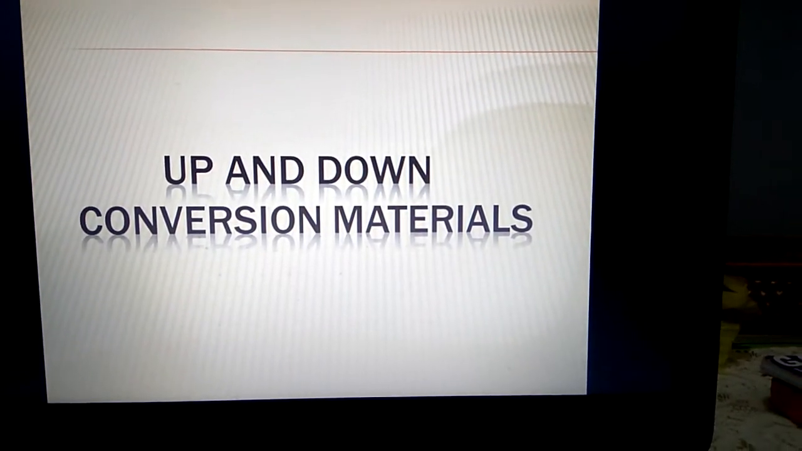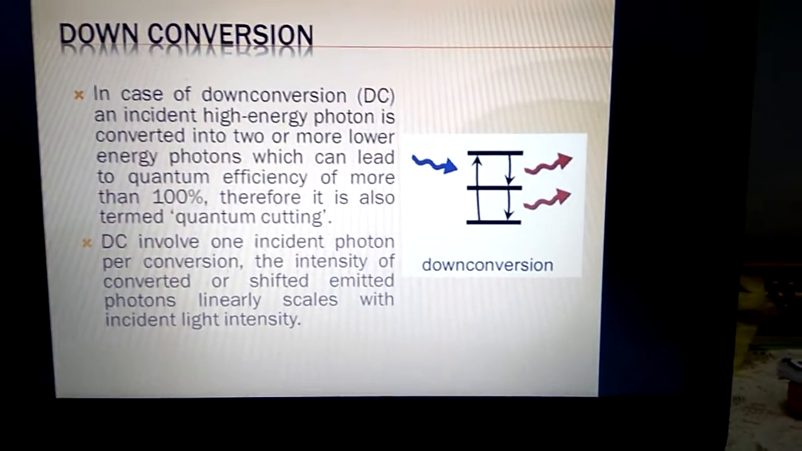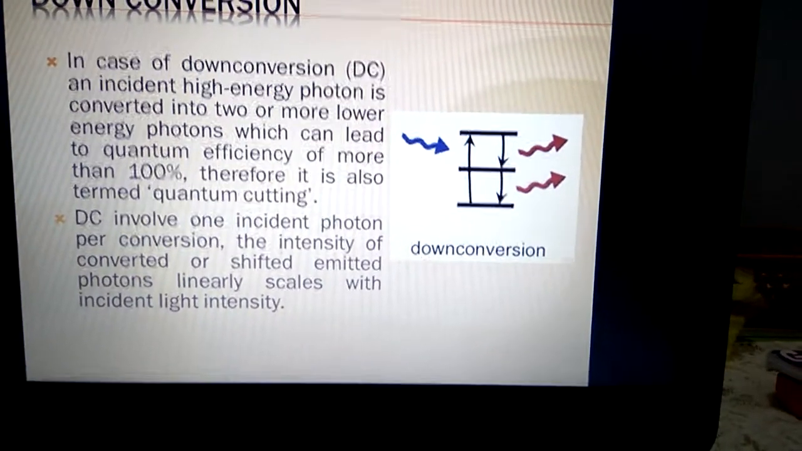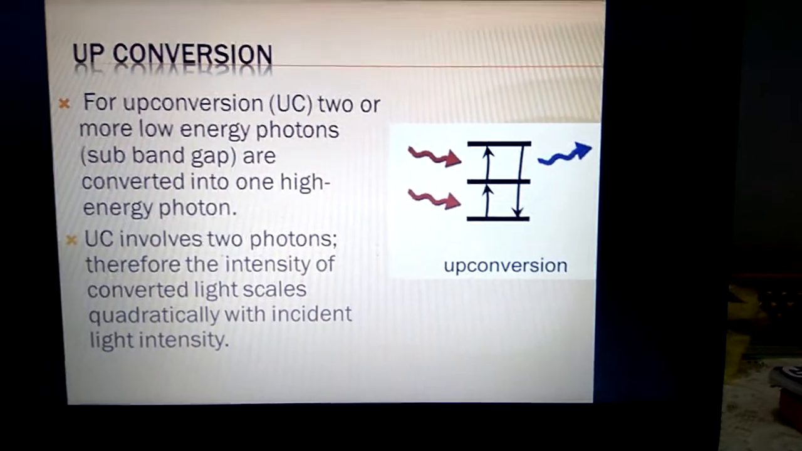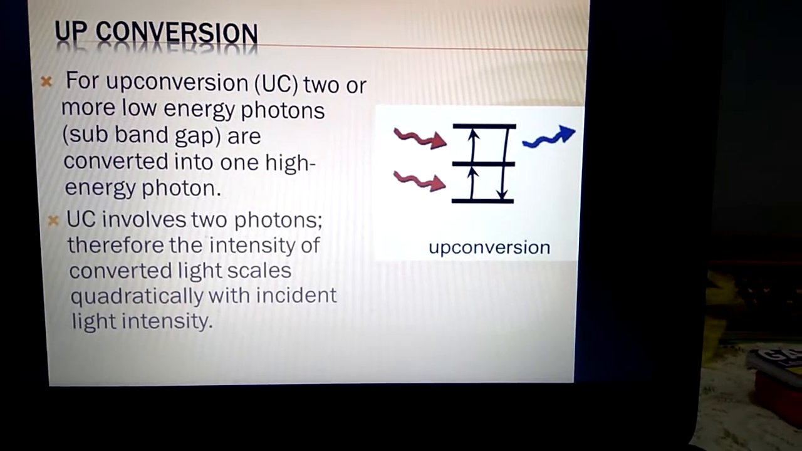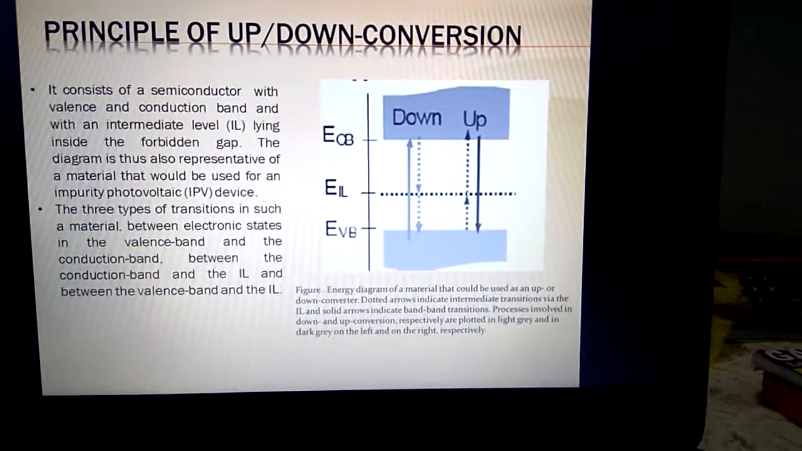Now are the up and down conversion materials. In down conversion, an incident high energy photon is converted into two or more lower energy photons, which can lead to quantum efficiency of more than 100%. In up conversion, two or more low energy photons are converted into one high energy photon. Principle of up and down conversion material.